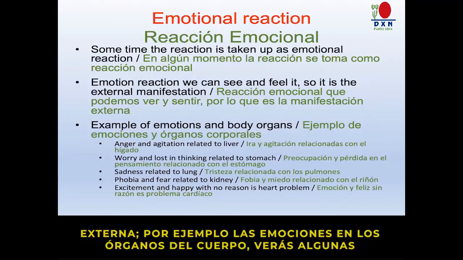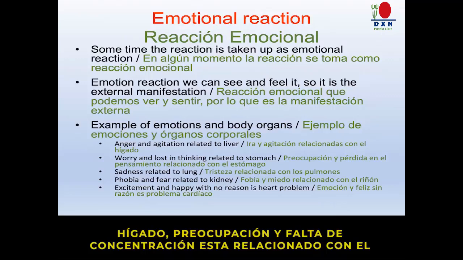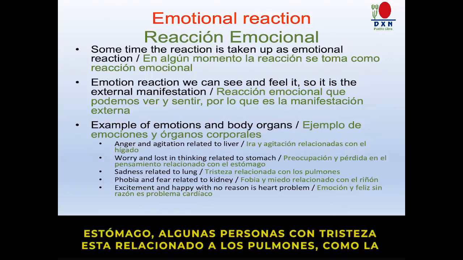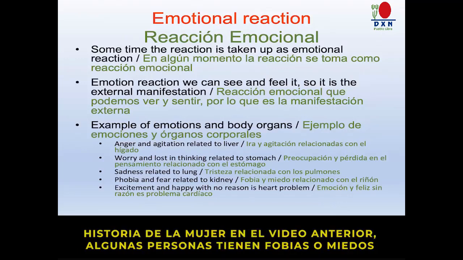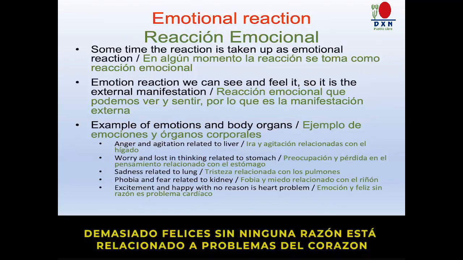Example of emotion and body organs. Like you see, some people feel angry, agitated. This is related to the liver. Some people are worried and lost in thinking, related to the stomach. Some people are having sadness, related to the lung, like the lady in our past video, the example. And some people have phobia, they feel fear, that is a kidney problem. And some people feel happy. Say, don't be too happy. Excitement and being happy for no reason is a heart problem.